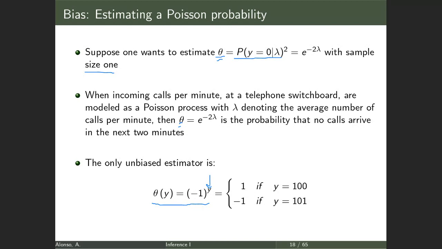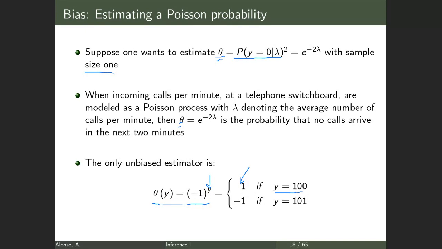And you can see that this is the only unbiased estimator, but it's kind of a weird thing, because if 100 people call, if this is the data you have, then the probability that nobody will call in the next 2 minutes will be equal to 1. So you can go home in the next 2 minutes, you can go to the toilet, whatever. You're certain that it will not happen, which is kind of a weird thing.